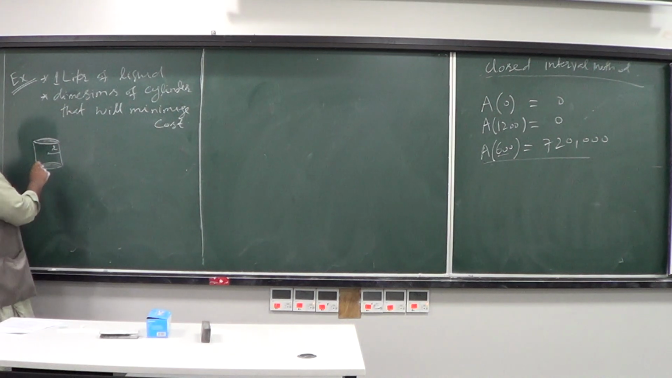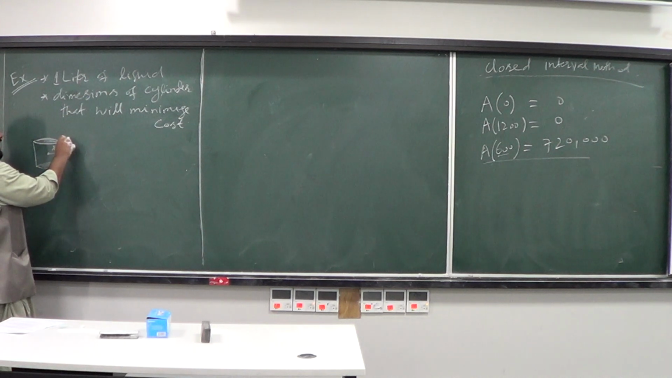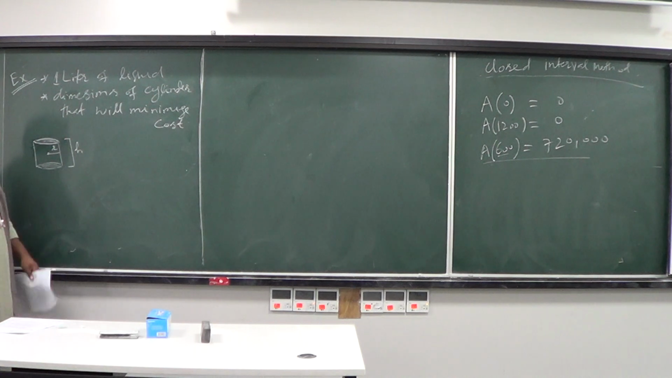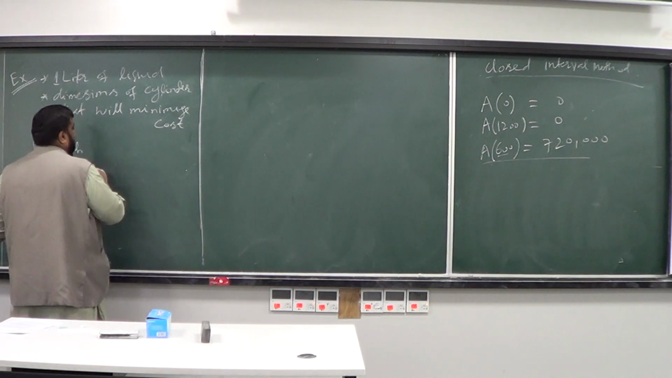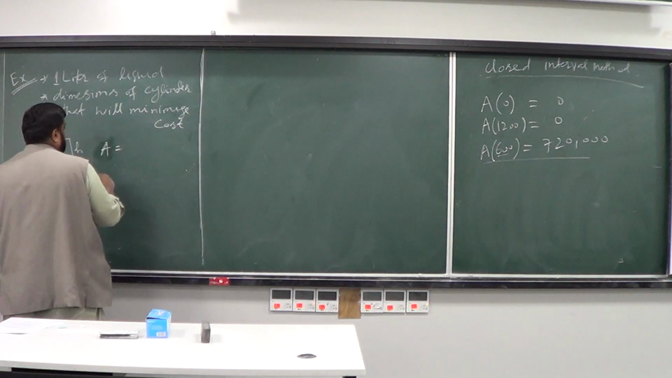So first, a quantity that we are interested in: what should be the radius of the cylinder? That is going to be the radius of the top lid, the radius of the bottom, and the radius of the entire cylinder. And what should be the height of the cylinder, so that the surface area can be minimized?